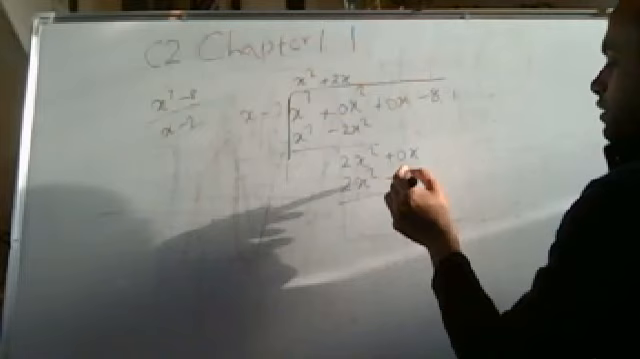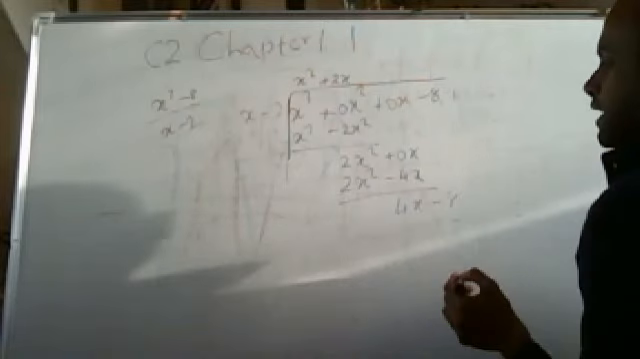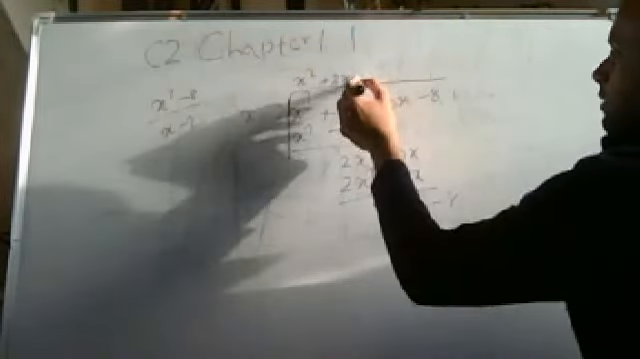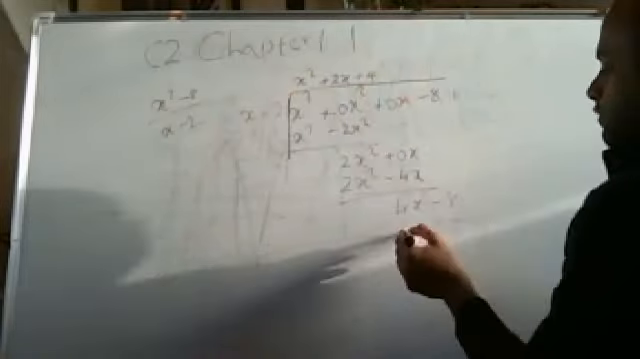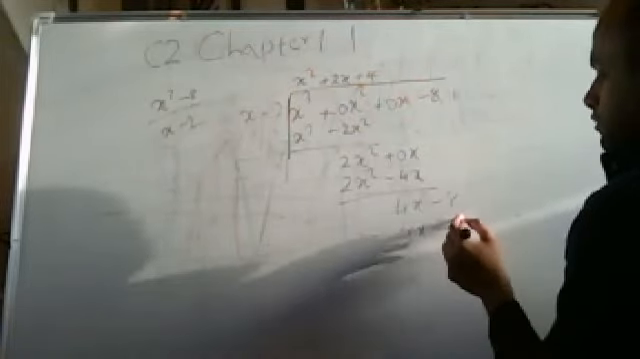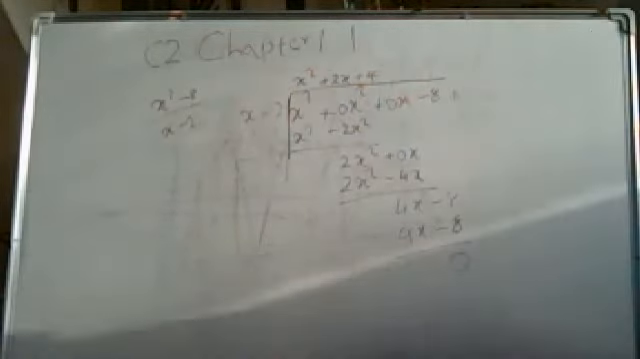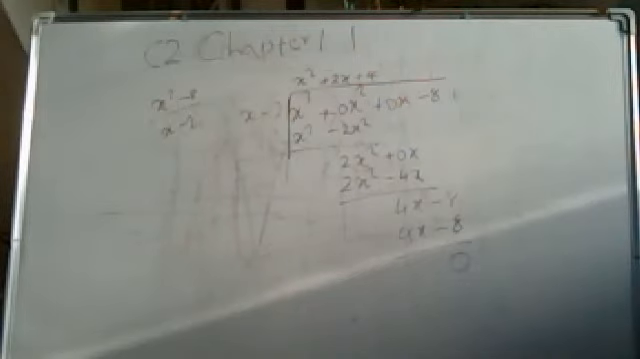Now when you subtract, you get 4x minus 8 here. Now 4x divided by x is plus 4. 4 times x is 4x. 4 times minus 2 is minus 8, so that's 0. So it divides perfectly. So the only difference here is we had to fill these terms in, and apart from that, it's the same as before. So that is algebraic division.